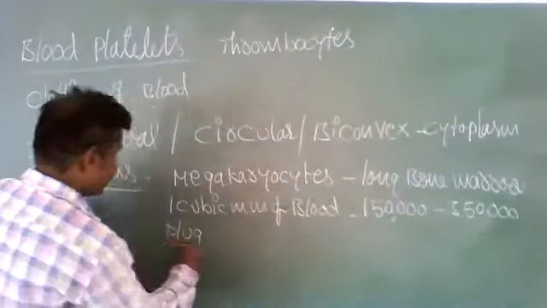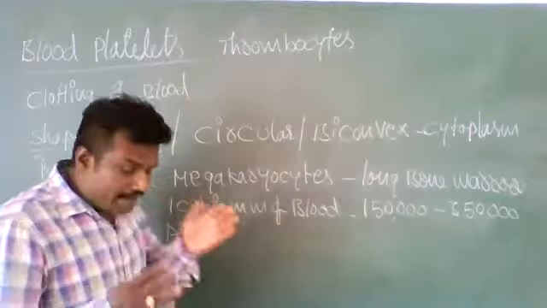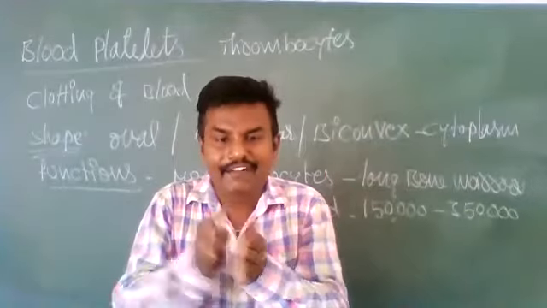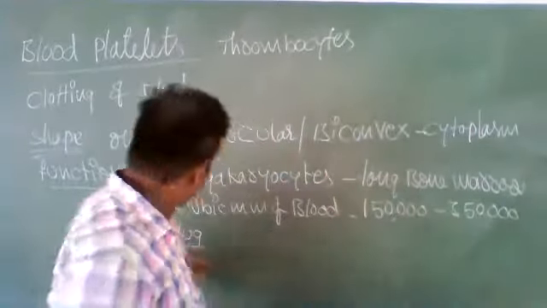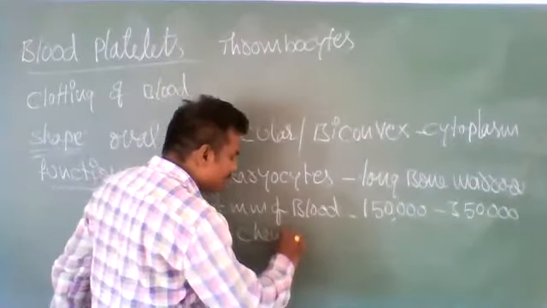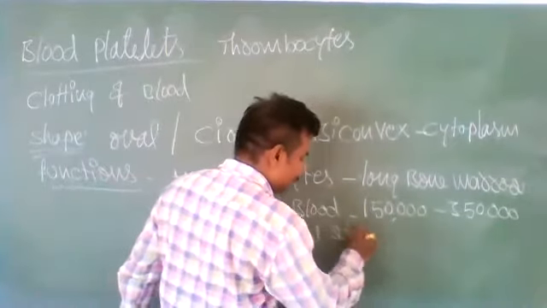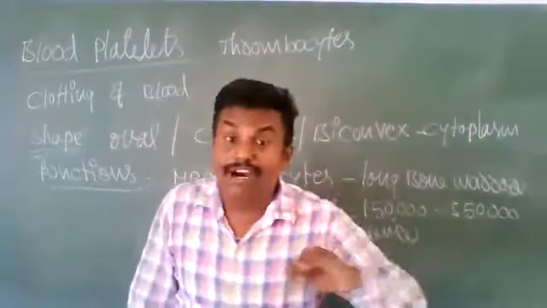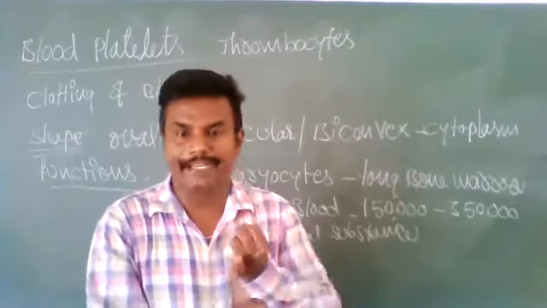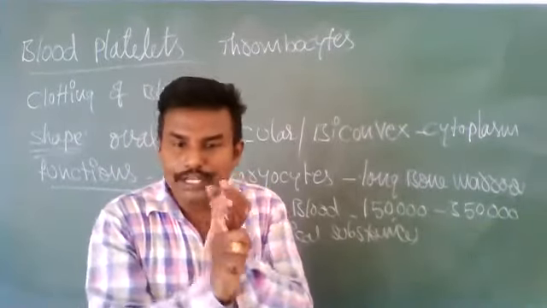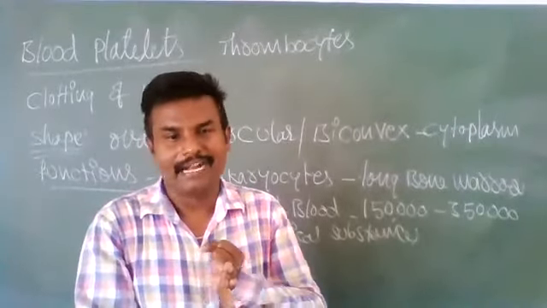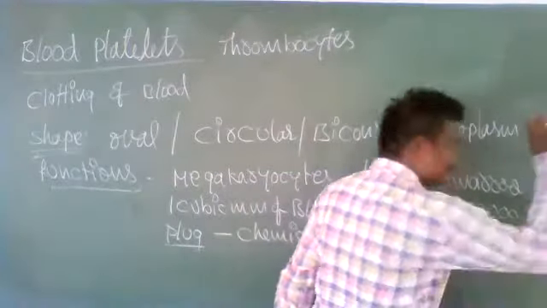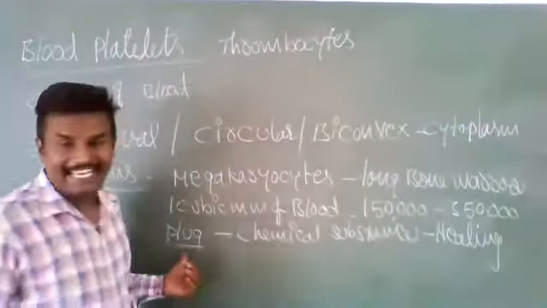So where the injury or wound occurs, at that particular place all the platelets are collected and form a black color plug. This plug releases various kinds of chemical substances. These chemical substances are involved in coagulation of blood, wound repair, and wound healing. In all these aspects, that plug helps.